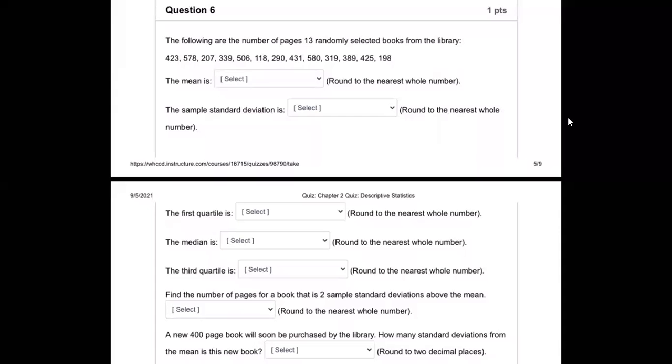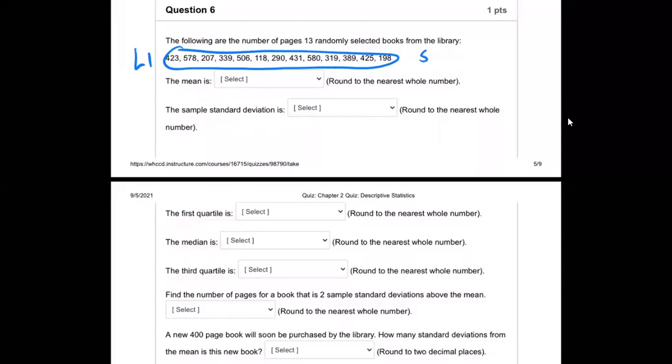Okay, so on this question, they're giving us a bunch of data, 13 randomly selected books from the library, and they want us to figure out the mean, the sample standard deviation, first quartile, median, third quartile. So for all that, we put these into our calculator. So take all these values and put them into L1 in your calculator.